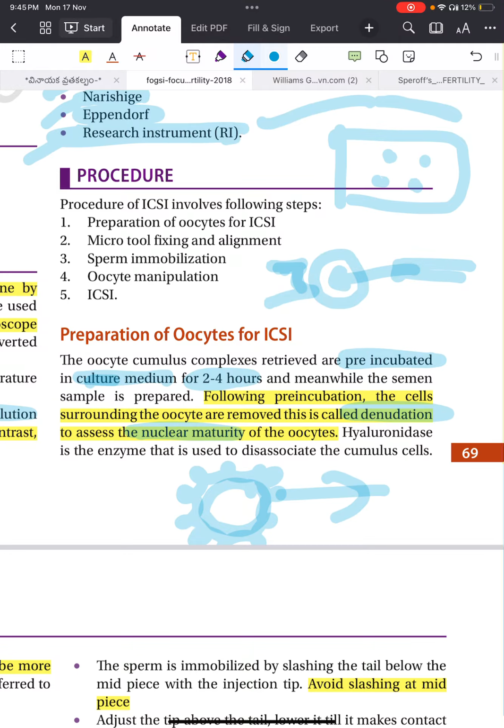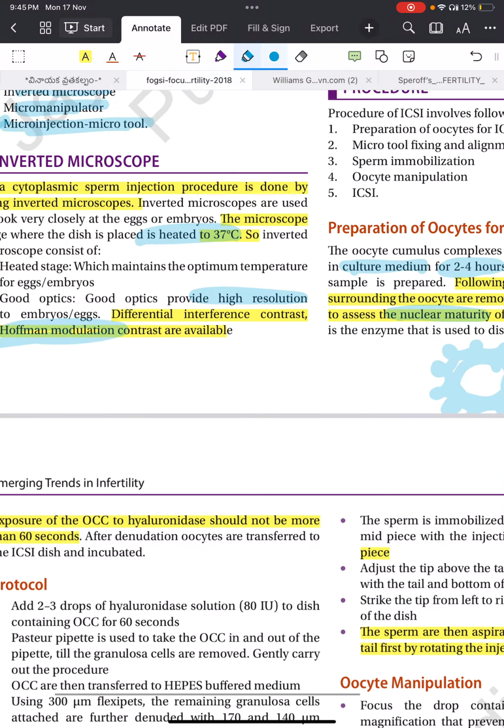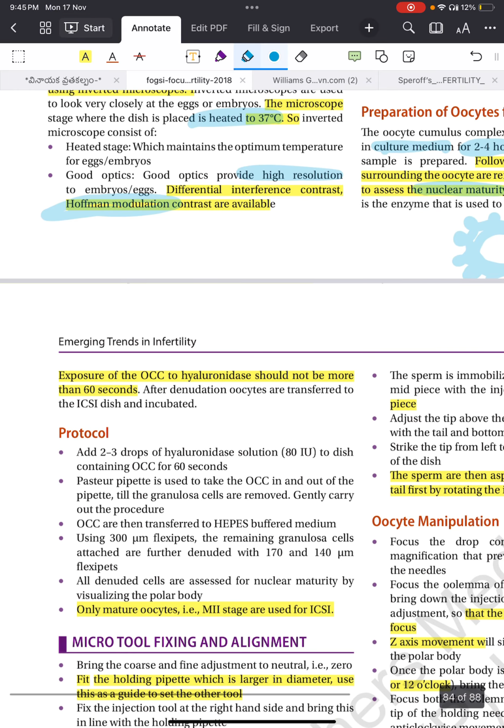So to denude that, we'll use an enzyme known as hyaluronidase. This is helpful to dissociate the cumulus cells. So the hyaluronidase enzyme is exposed on this oocyte cumulus complex, and that exposure should be only for 60 seconds. It should not be more than 1 minute.